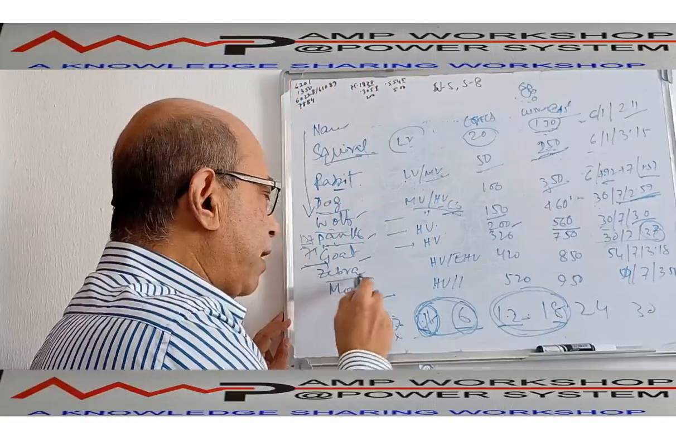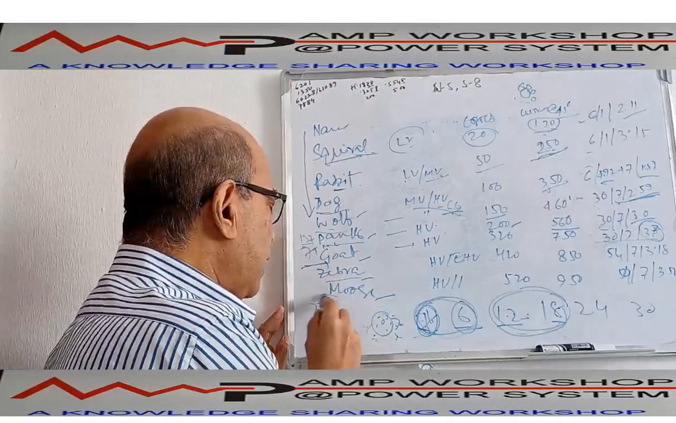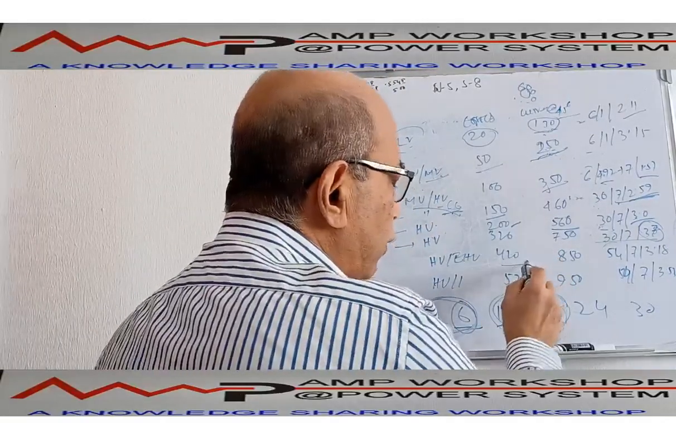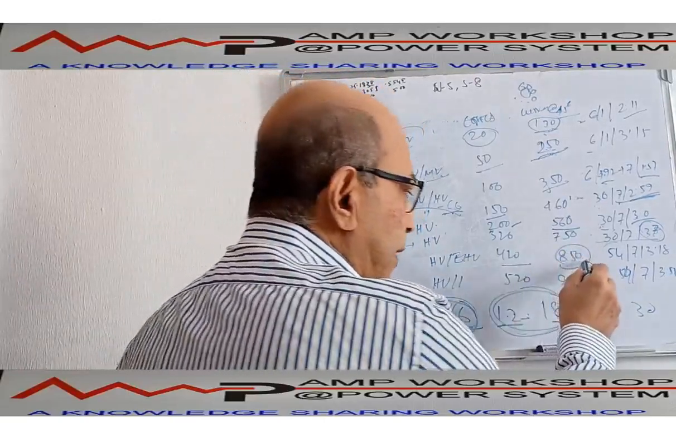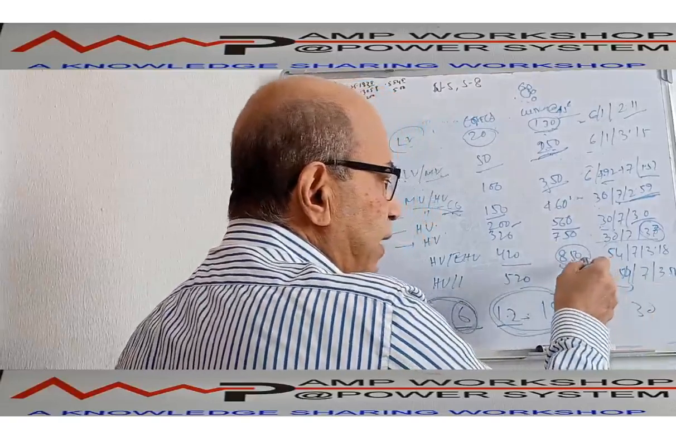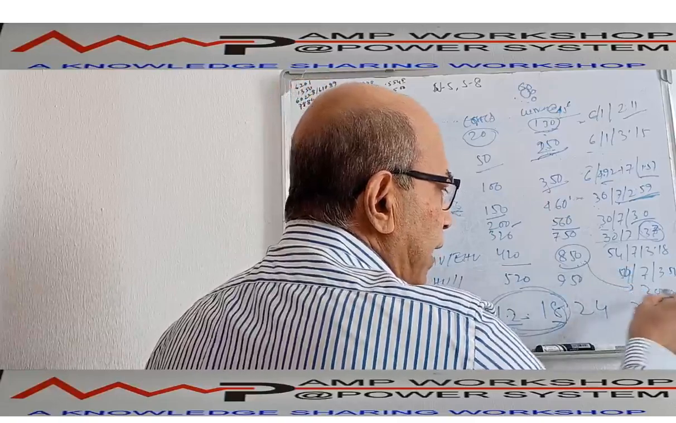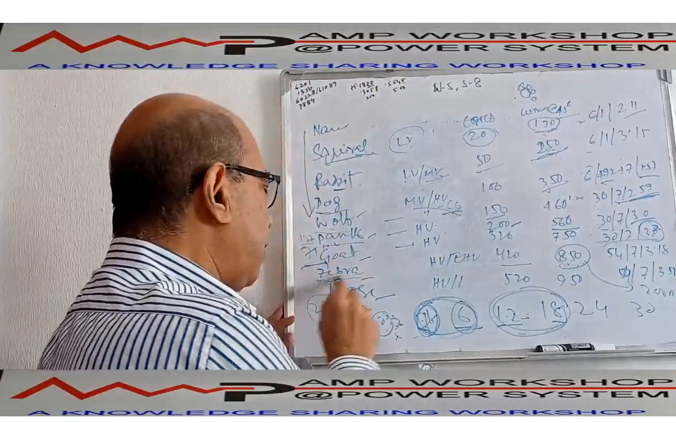Then we have the zebra, which is used for the 220 kV line. Its cross section area is 420 square millimeter. It can carry 850 ampere current, and its capacity is at 65 degree; if you go to 75 degree, it will be more. It can carry about 200 MVA power at 220 kV level with the zebra.